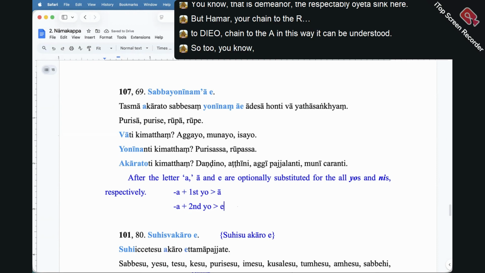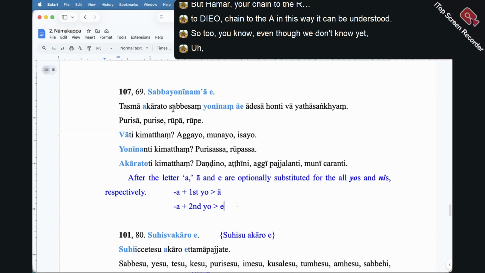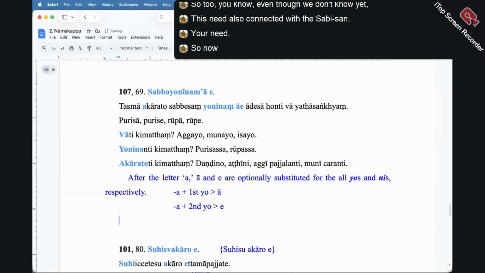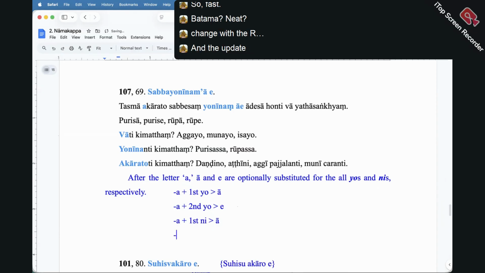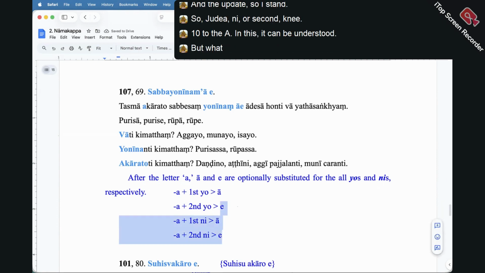So too, even though we don't know yet, this Ni is also connected with the sub-base, the yo Ni. Now we can guess: first, Patama Ni changes to the R, and the second, Dutiya Ni, changes to the A. In this way it can be understood. But what is Ni? We have not studied it yet.